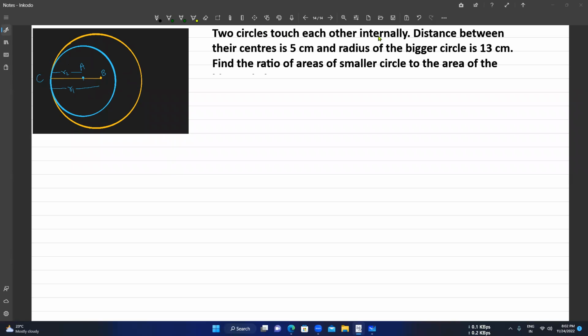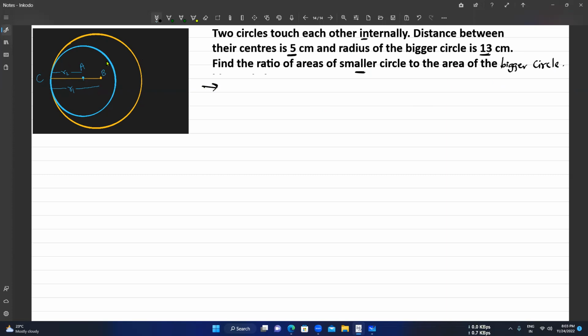Two circles touch each other internally. Okay, so we have two circles which are touching each other internally. Then the distance between their centers is 5 centimeter, which is given, and the radius of the bigger circle is 13 centimeter. Then we have to find the ratio of areas of the smaller circle to the area of the bigger circle. Okay, this is what has been asked. So without making any ado, let's solve it.